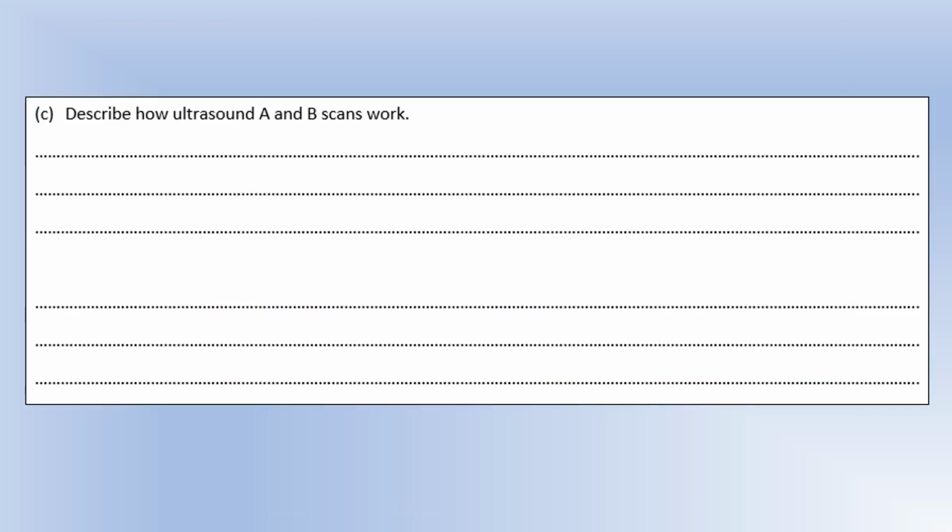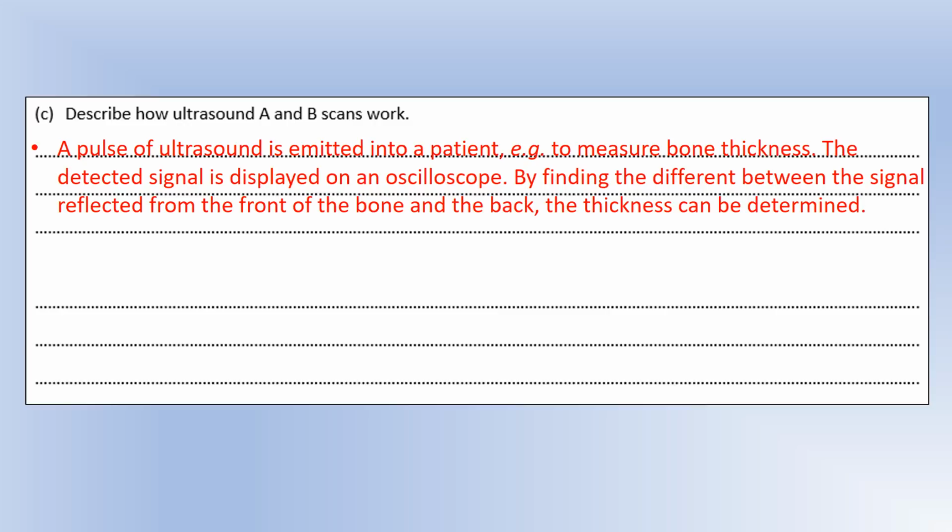So there are a few different ways we can use ultrasound. The first two are type A and B. So A, we use to measure the thickness of things. What we do is send a pulse of ultrasound into a patient, and we display the detected signals on an oscilloscope. If we send the ultrasound at a bone, some of it's reflected off the front surface of the bone, some of it's reflected off the back surface of the bone, and the time difference between those arriving back can be used to measure how thick the bone is. We can also use it to measure how thick your retina is, other things like that. So we can measure the thickness of a lot of stuff.